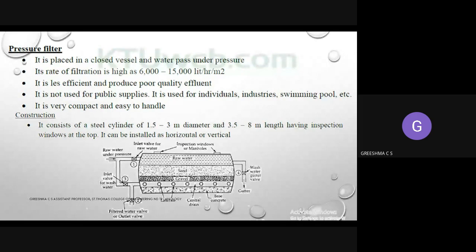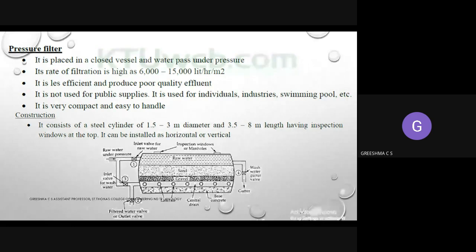In industries, the quality of effluent is not so important, meaning it should not contain much toxic material. So it cannot be used to supply water to large towns or small towns. It can be used for individual purposes, for industries, and also for cleaning swimming pools. It is very compact and very easy to handle.